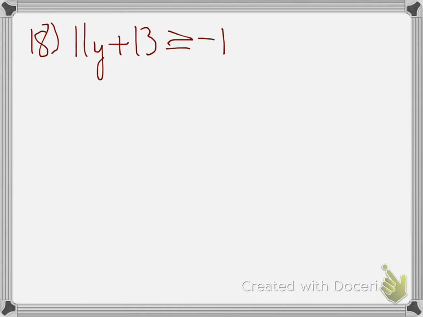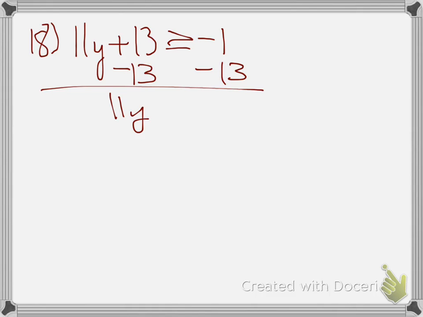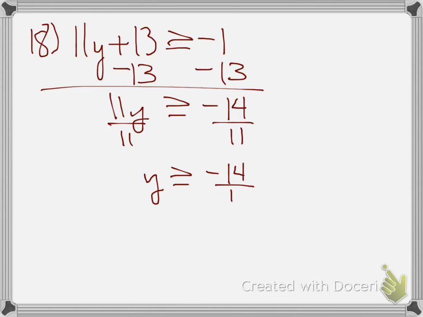Number 18 says 11y plus 13 is greater than or equal to negative 1. Subtract 13 from both sides. I get 11y greater than or equal to negative 14, because a negative and a negative means you would combine them, add them together. Then divide by 11, and y is greater than or equal to negative 14 over 11. You can leave your answer like that. It's not going to hurt you. So I've got the answer like that, negative 14 over 11.